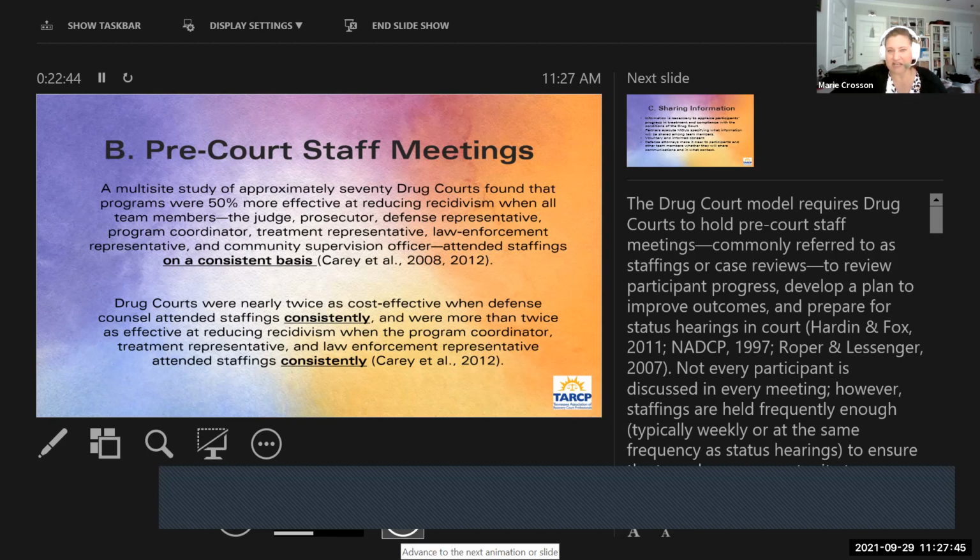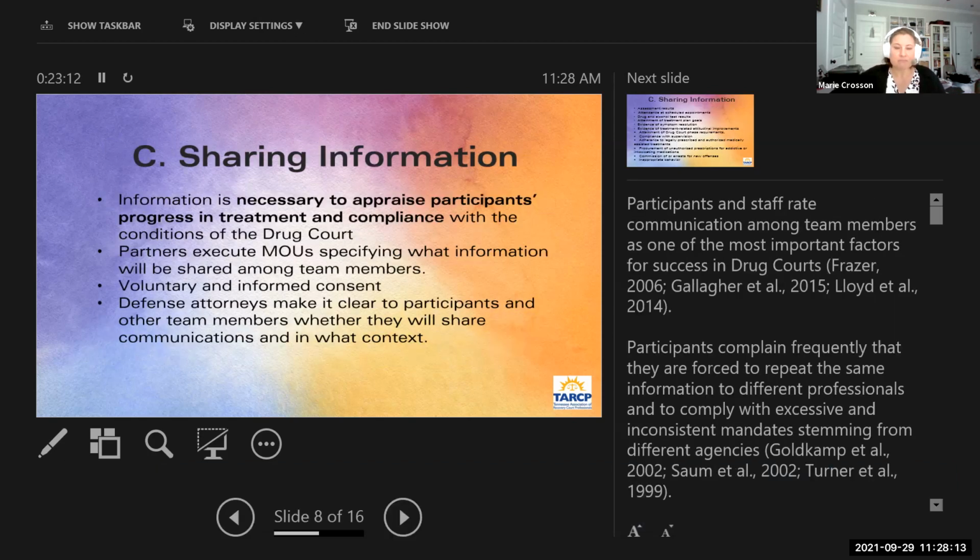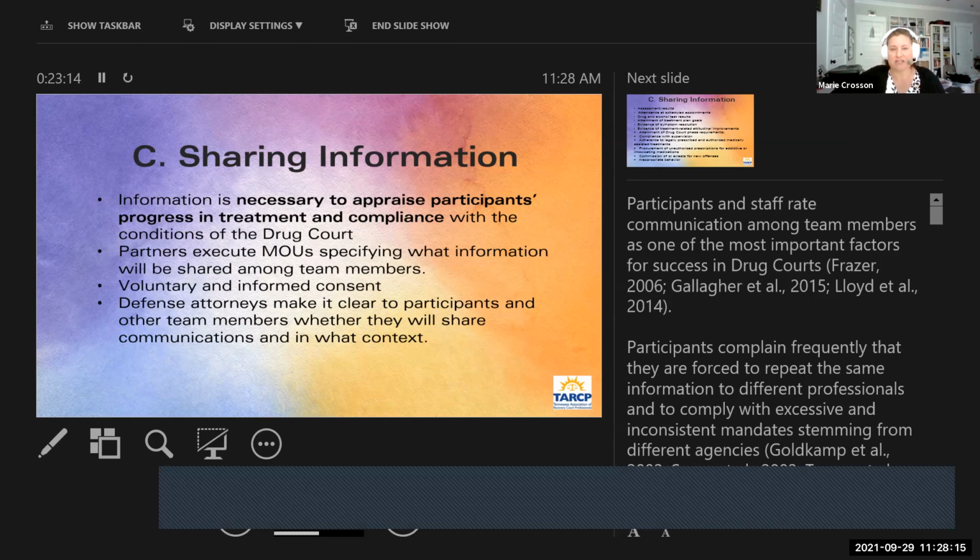is instilled in each of the players, because I've seen it a lot of times. There are MOUs in place, or at least there's verbal acknowledgement and there is a support. But when it comes down to it, if a person from your office isn't showing up, then that's not really what a recovery court is about. We need all the people there to be our best selves. Okay, sharing information.